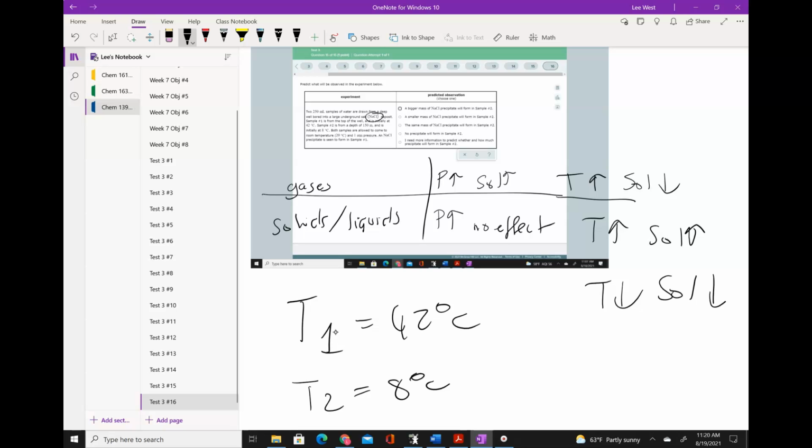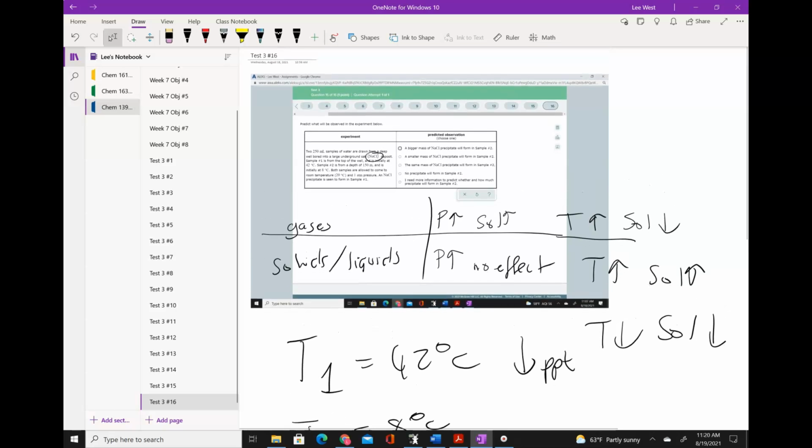So as sample 1 cools down, what's going to happen is that the salt will become less soluble. So in this case, you might see what we call a precipitate forming, right? That solid is going to fall out. In this case, maybe if we have enough, if it is actually saturated, right? In this case, we're warming up, so it actually would kind of make it easier for things to dissolve in it. The pressure doesn't change in each case. So what will happen, it says a bigger mass of NaCl will form in sample number 2.